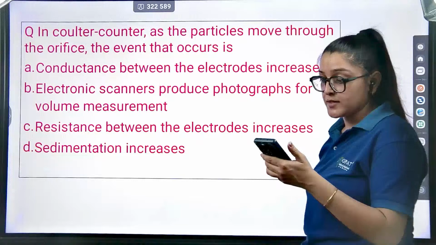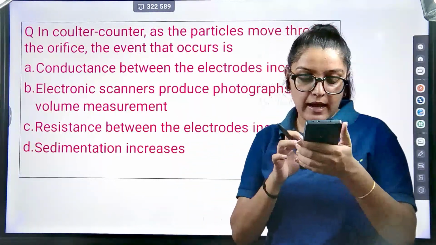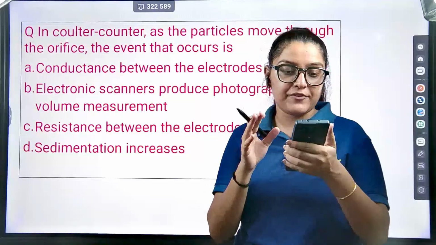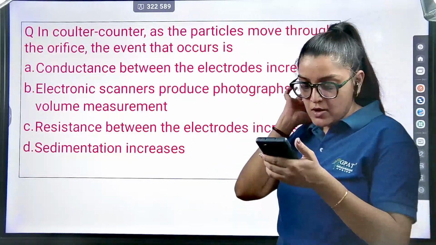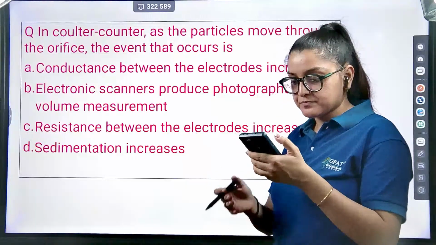Let's see. One student has already answered very correctly. He has been answering the questions like 5. I have seen his response is nice. Pooja says C, right, correct.